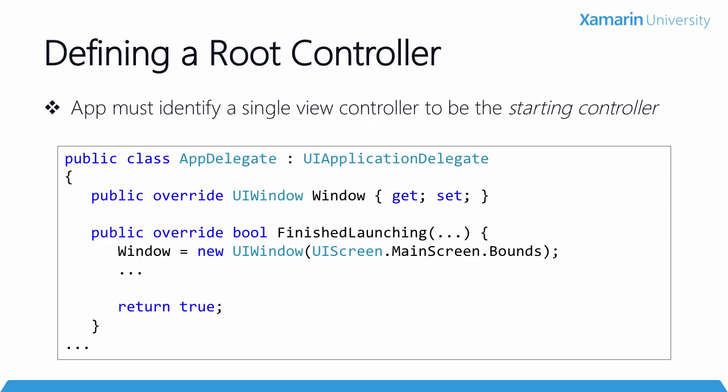We're going to take over the creation here so that you can see all the actual steps that would be happening under the covers. And so the first line of code that we're going to put in finished launching is a statement to create a new UIWindow and assign it to our window property.